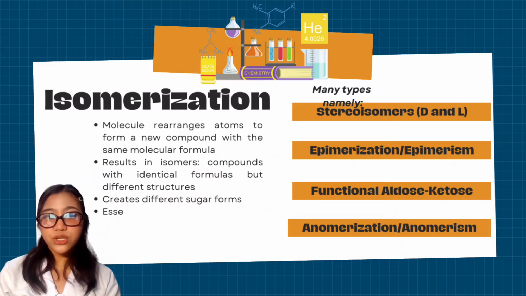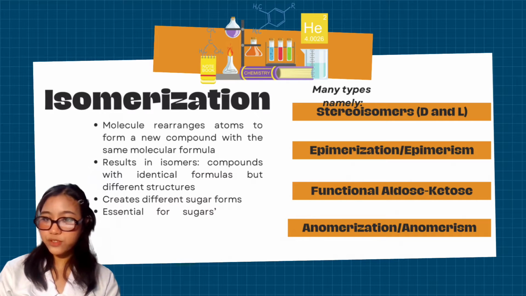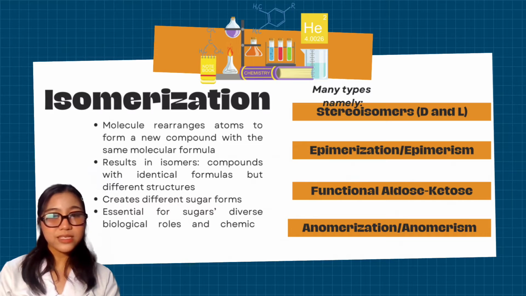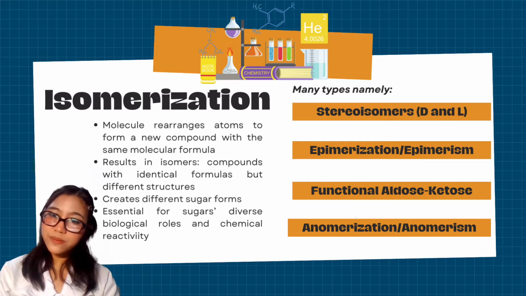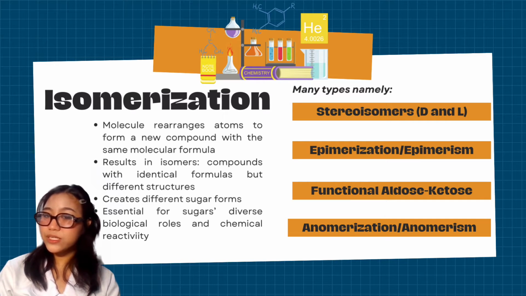Now, this is essential for the creation of different forms of sugars, contributing to their diverse biological roles and chemical reactivity. Now, there are many types of isomerism, including stereoisomers, the D and L, epimerization or epimerism, functional aldose-ketose isomerism, and anomerization or anomerism.